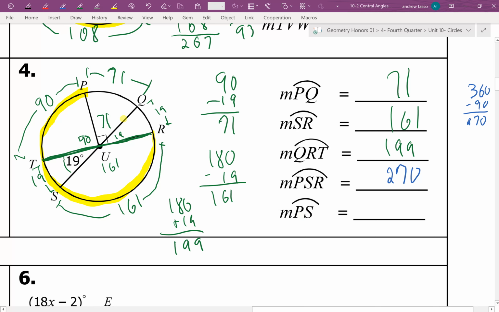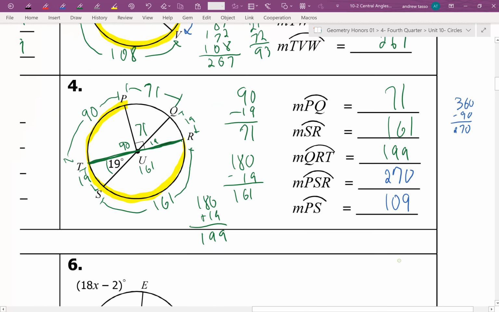Measure of arc PS, so from P to S. So that would be 90 and an extra 19. So that's looking like 109. Okay. Very good.